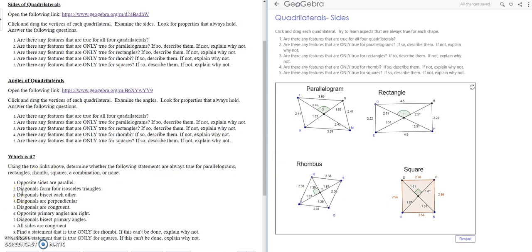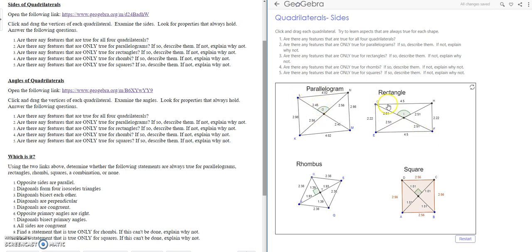Next one, diagonals form four isosceles triangles. So that would mean that two sides or three sides have to be congruent. Well, here in this one, all three of those sides are different, so the parallelogram, I could probably drag it around, but I already have an example that shows that I can create a scalene, so that's not true.